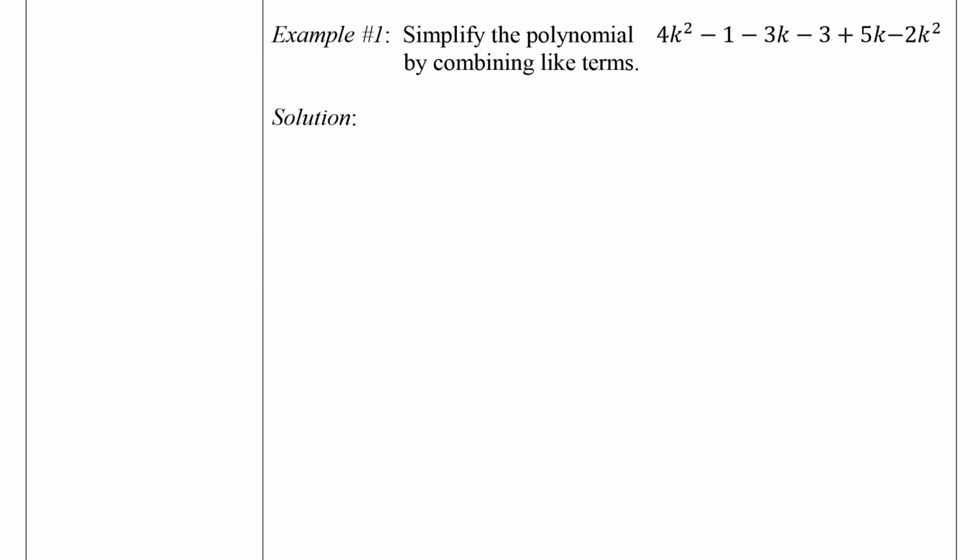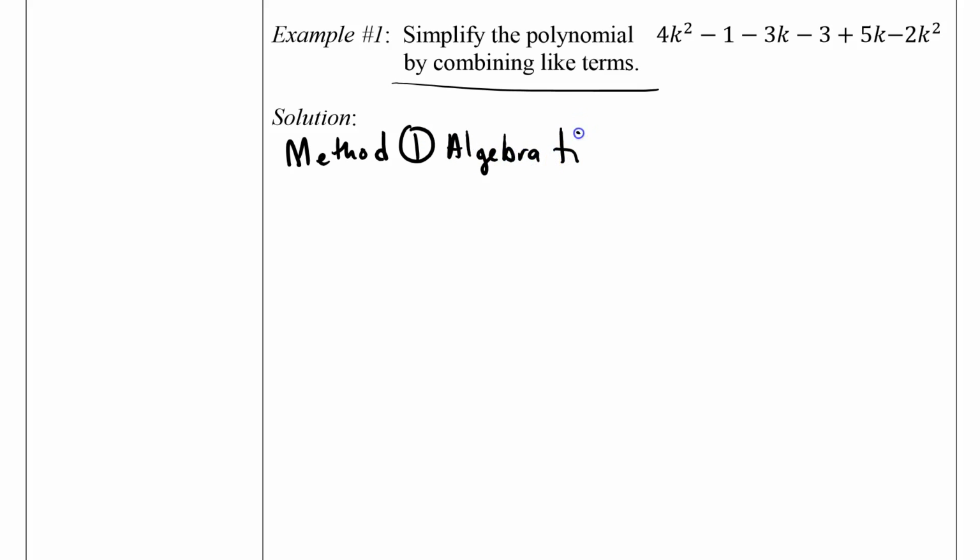So, example number 1. Simplify the polynomial 4k squared minus 1 minus 3k minus 3 plus 5k minus 2k squared by combining like terms. Let's start off with method 1. We have algebra tiles. So here I would draw 4k squareds. Oh, I shouldn't use x squareds. K squareds.